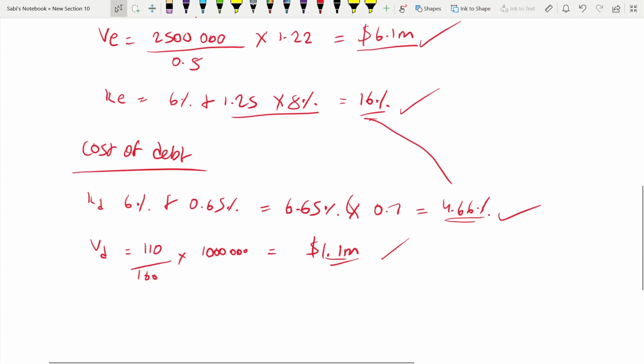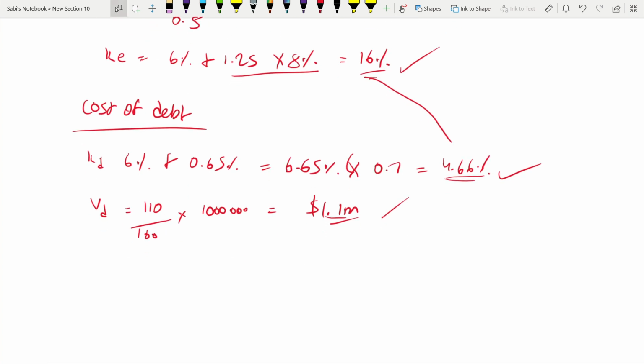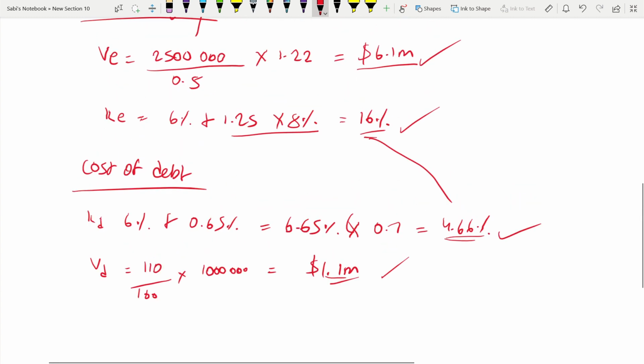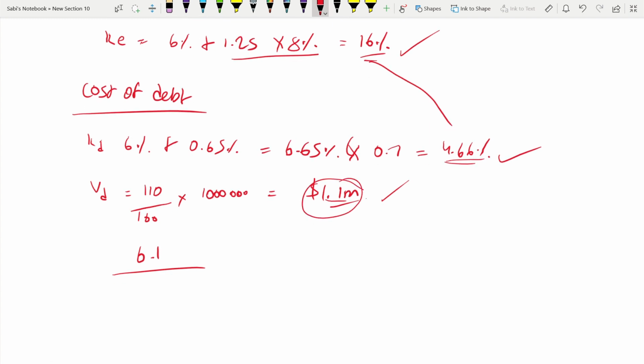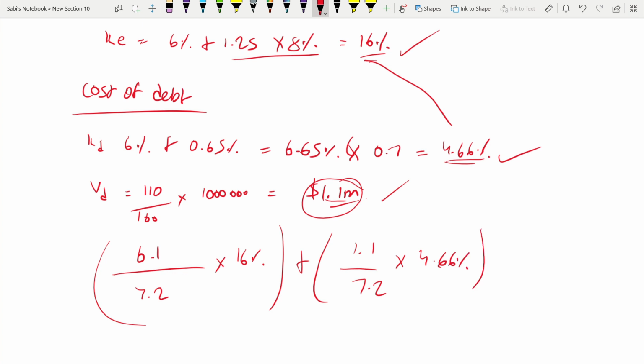What is VE? 6.1. What is VE plus VD? That means 6.1 plus 1.1. It will be 7.2. Multiply by cost of equity 16%. Plus, what is the value of debt? 1.1. Total will be 7.2 only, equity and debt. Multiply by cost of debt, 4.66%. Multiply this by 70% because after tax. Total will be 14.3%. This is your WACC.